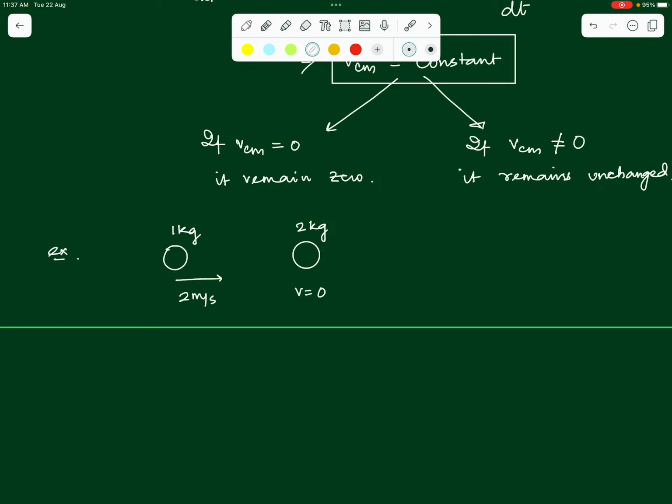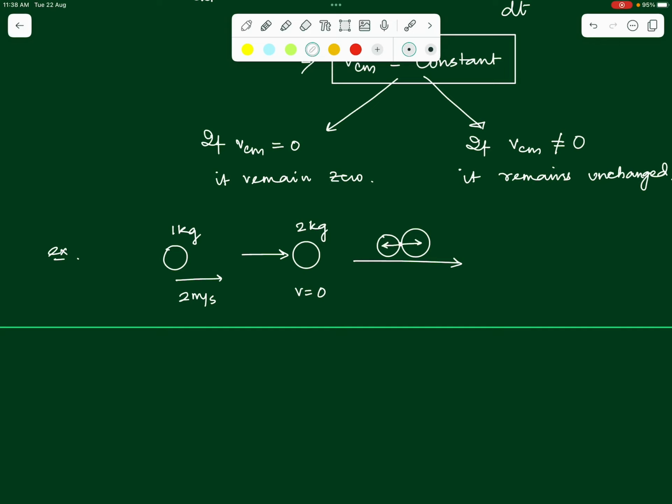If the 1 kg ball comes from behind with a certain velocity, after some time it will hit the 2 kg ball, right? So the two balls will collide. This is the concept of collision that we are going to study a little later, but for the sake of taking an example, I'm just discussing it.